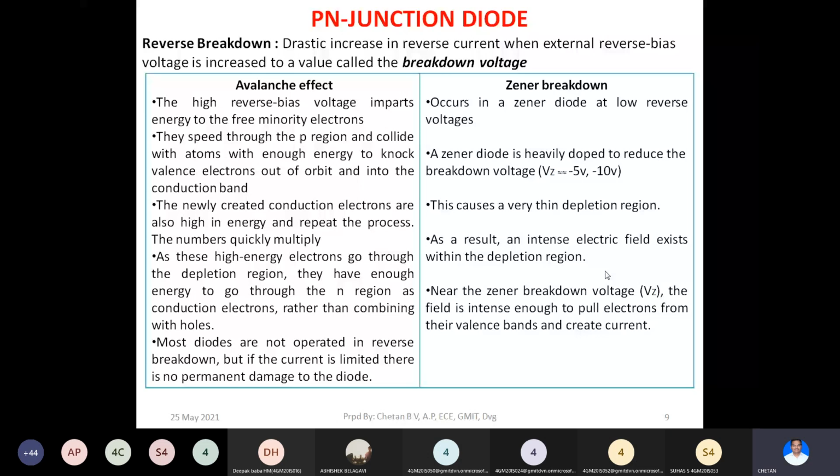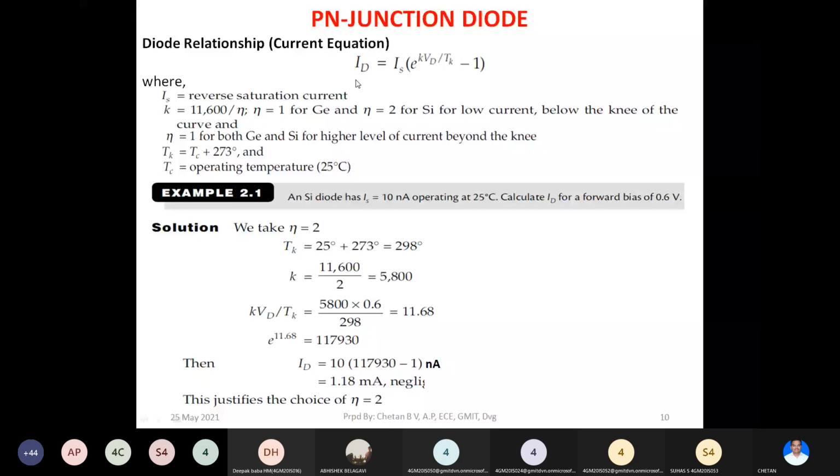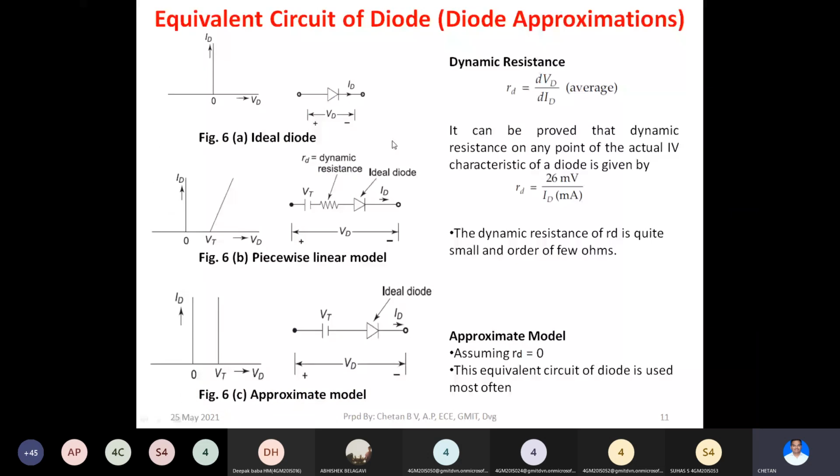And also we have studied the diode current equation. Then we have studied the equivalent circuit of the diode, also called diode approximation. The application of these equivalent circuits is circuit analysis or network analysis, that is, in simple words, to find out voltages and currents at various parts of the circuit. That is what circuit analysis is. And out of these three, the last one, the approximate model, will be used in most circuit analysis applications.